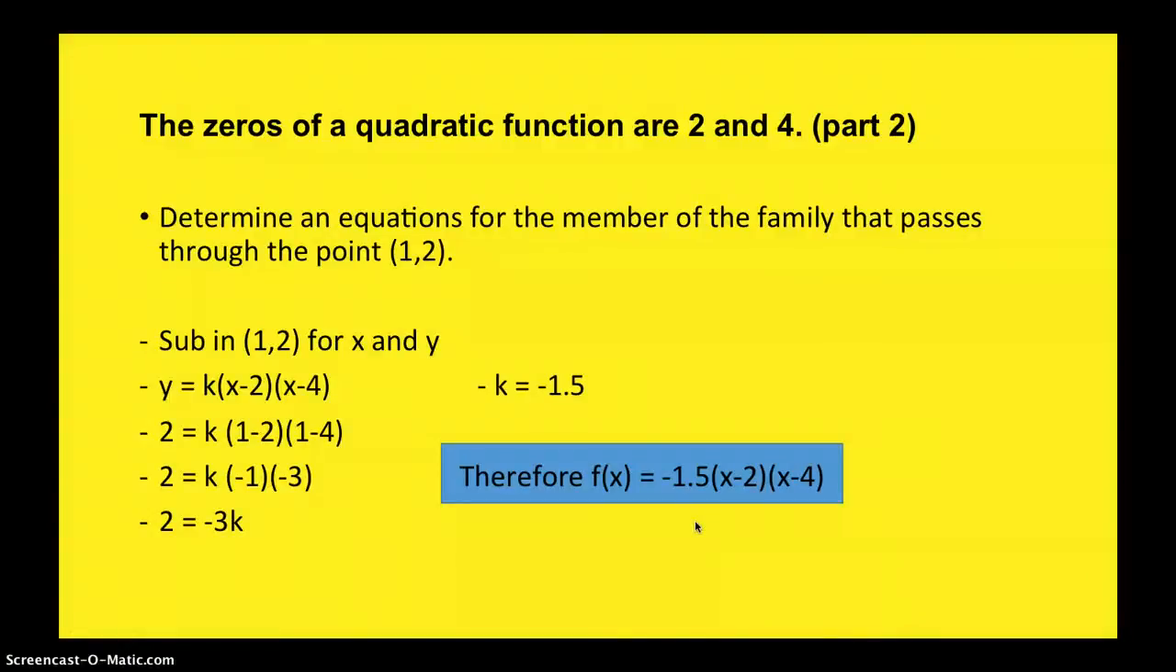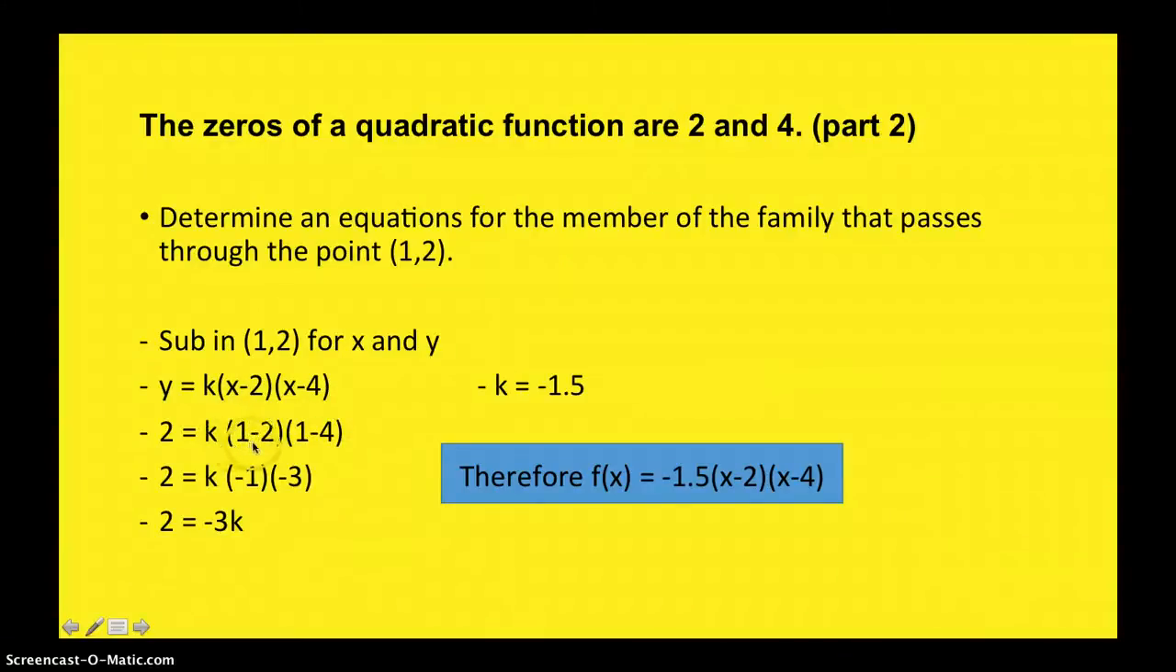The zeros of a quadratic function are 2 and 4. Determine an equation for the member of the family that passes through the point (1, 2). So first you have to sub in the point (1, 2) for x and y. So here's the equation: y equals k(x minus 2)(x minus 4). So you sub in 2 for y and 1 for x.